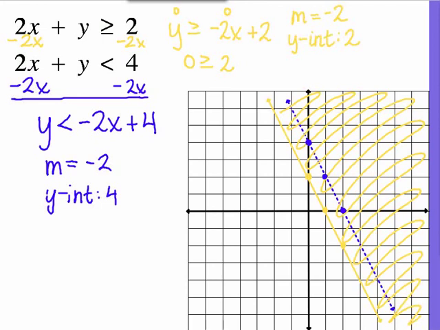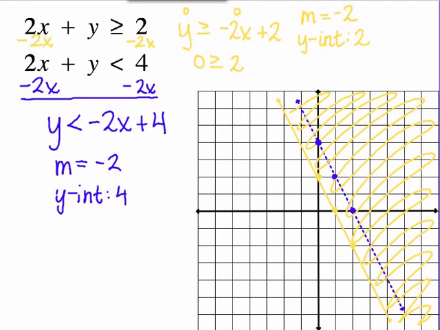Okay, so now I need to figure out what side to shade. Let's plug in the point 0, 0 again. And I end up getting 0 is less than 4. Is that a true statement? Yeah. So I'm going to shade on what side? On the left.